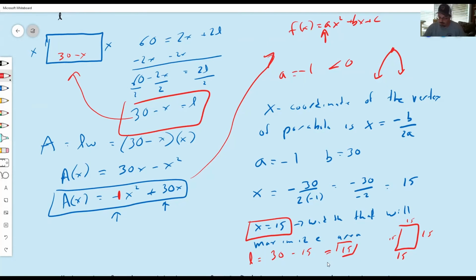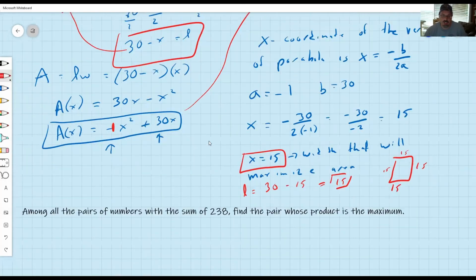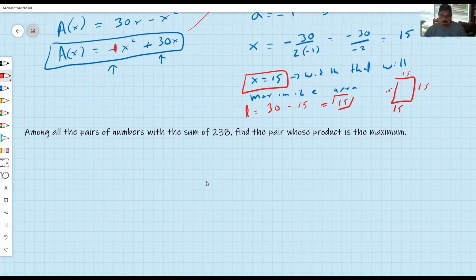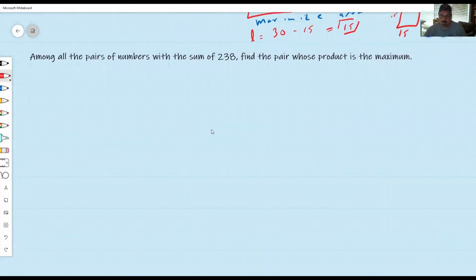All right. Let me know if you have questions on that. One more example I want to talk about. I'm not actually going to do this problem. We'll look at it though.